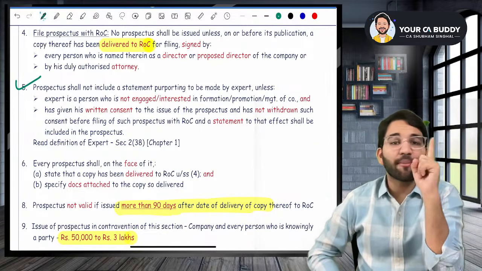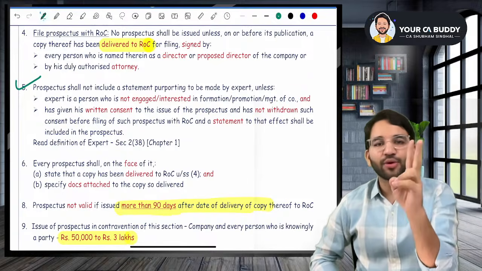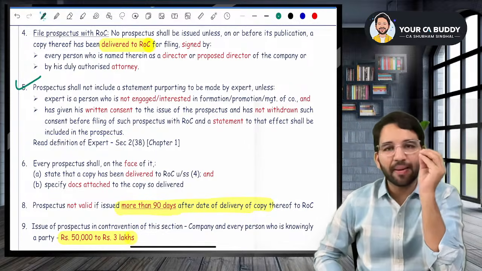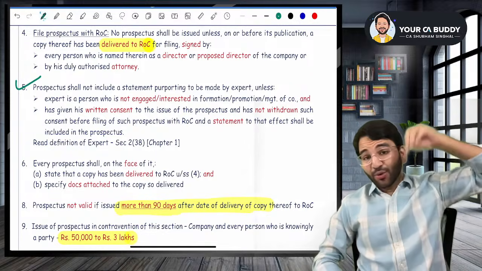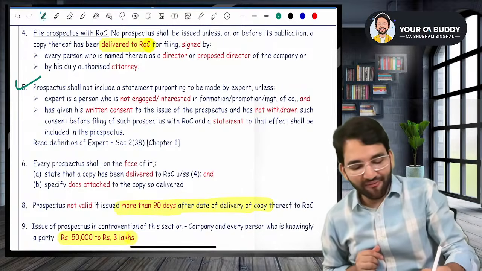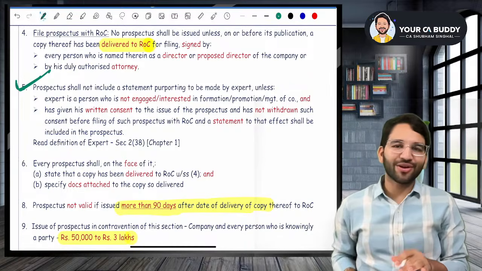So I said 3 things. Number 1, the expert is not engaged in the promotion, formation, management of the company. Number 2, the expert has given his written consent and such written consent is not withdrawn. And number 3, a statement to that effect is included in the prospectus. If all these 3 conditions are satisfied, you can comfortably include an expert statement also in the prospectus. This was your section number 26.